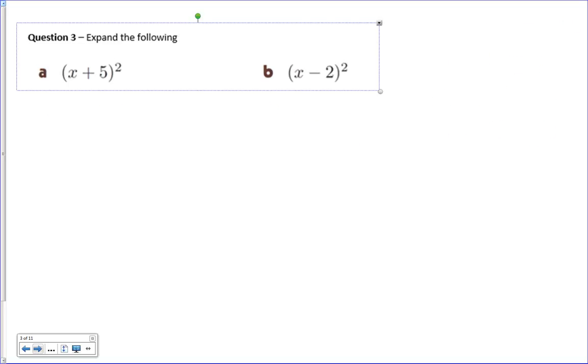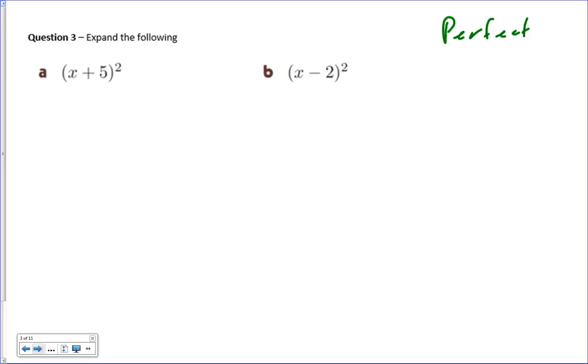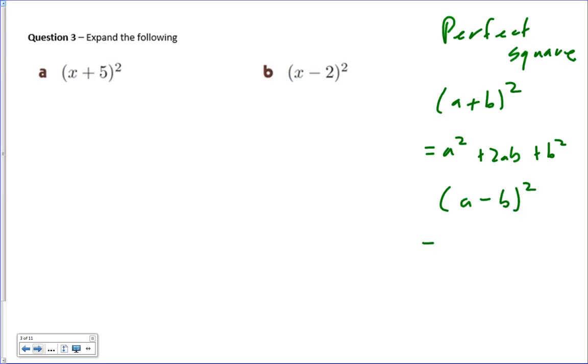Question 3, expand the following. These are of the type perfect square. So if we have a perfect square, so we've got a plus b all squared, we square the first, square the last, double the product. Or if we have the type a take b all squared, we square the first, square the last, double the product. So for these two over here, we're going to square the first, square the last, double the product.